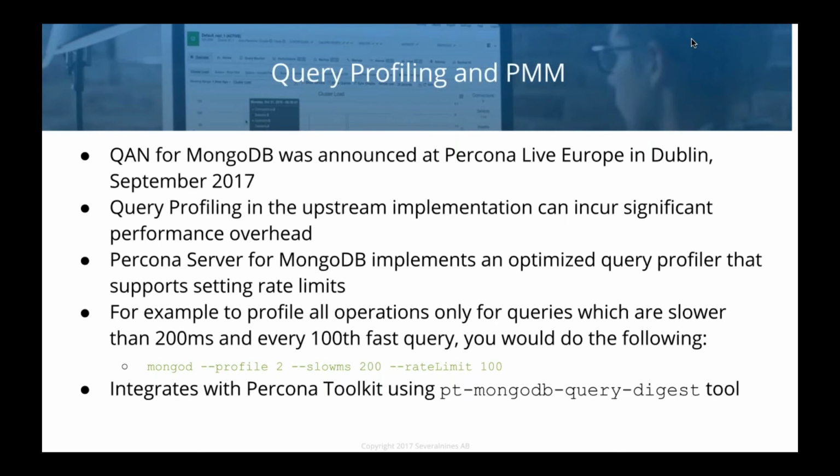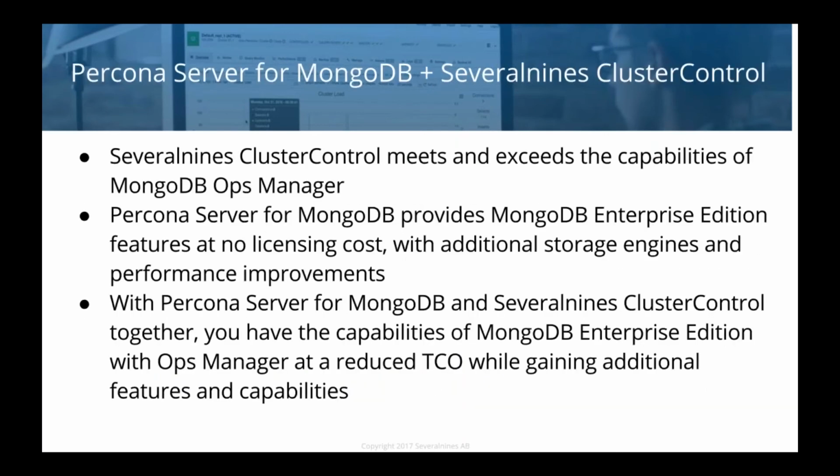So what is it all about? Bringing this back together, as we saw, Severalnines ClusterControl meets and exceeds the capabilities of the MongoDB Ops Manager. And Percona Server for MongoDB provides MongoDB Enterprise Edition features at no licensing cost and a fully open source release, with additional storage engines and performance improvements that aren't available in Enterprise Edition.